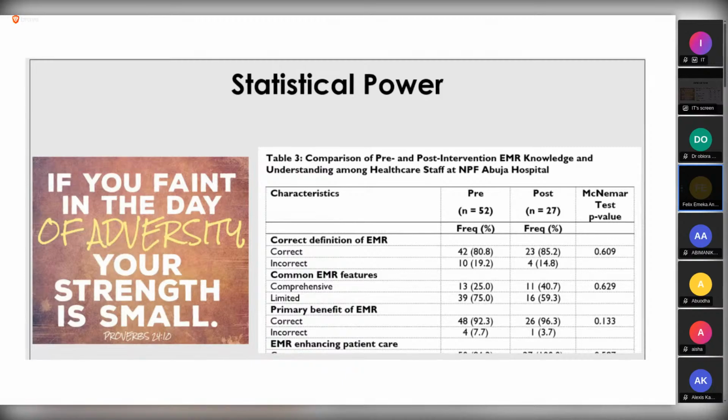What is a type 2 error? A type 2 error is when you're supposed to reject the null hypothesis. Why are you rejecting the null hypothesis? Because there is a significant difference. There's a significant difference, so you're supposed to reject the null hypothesis. But you're not rejecting the null hypothesis now because it's showing that there's no significant difference. And the only reason why that is happening is because your power is small. So you're committing a type 2 error.